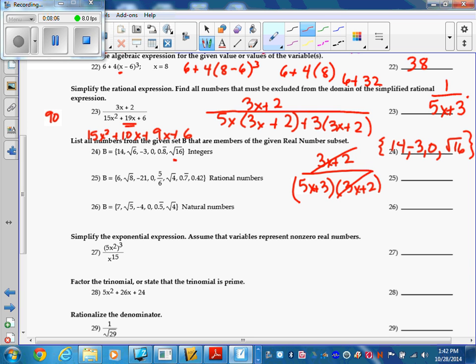Okay. Now, the rational numbers, that's what I was thinking of when I was doing the 8 repeating, the rational numbers. So, which of these are rational numbers? The 6?